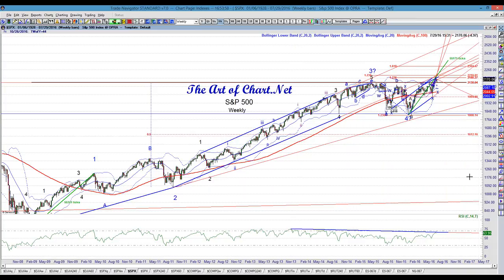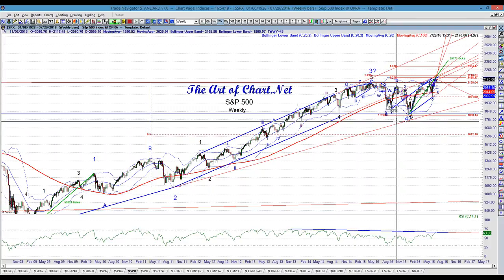The other potential target I would use is a Fibonacci expansion like this, to show first target. First target is shallower than that, at 2210. That would be first target. First target, I think, is a lot more likely than 2350. I don't see the expansion to support it.